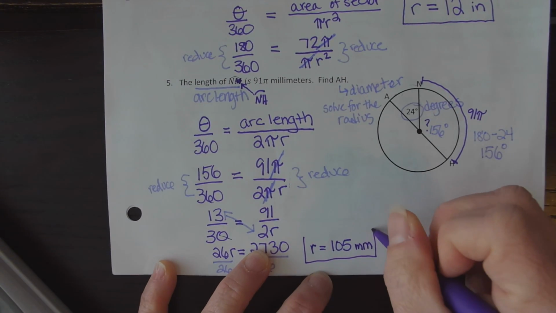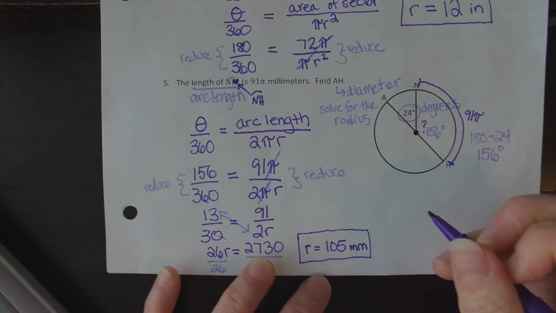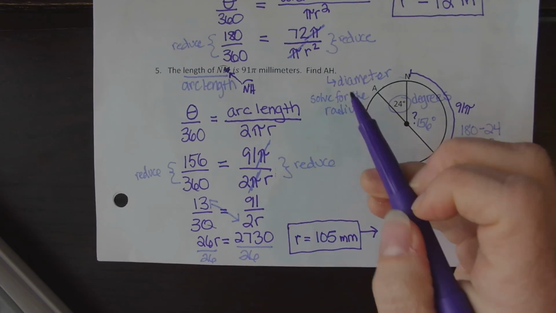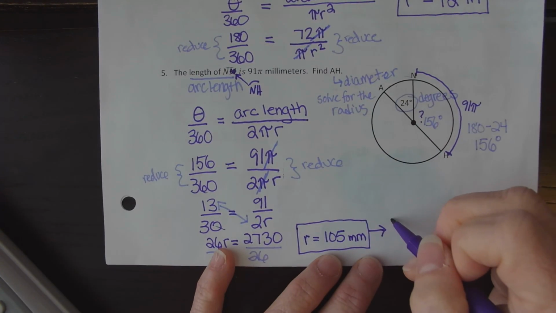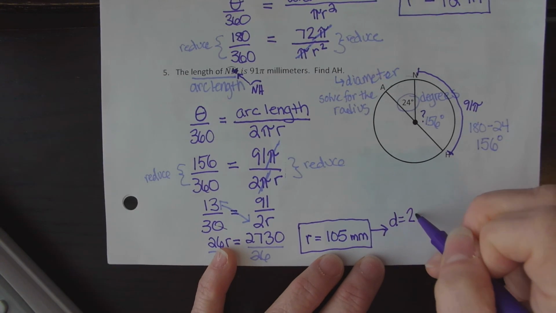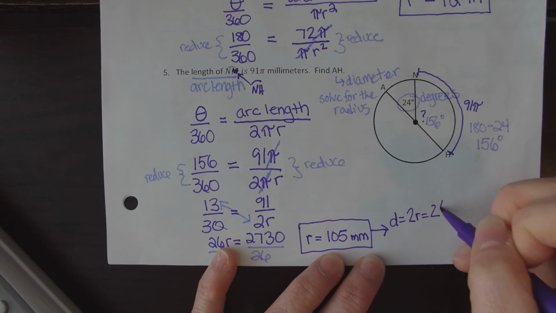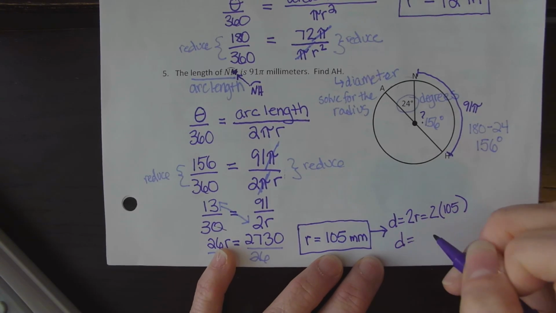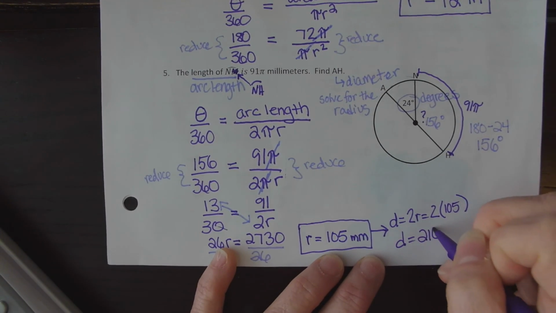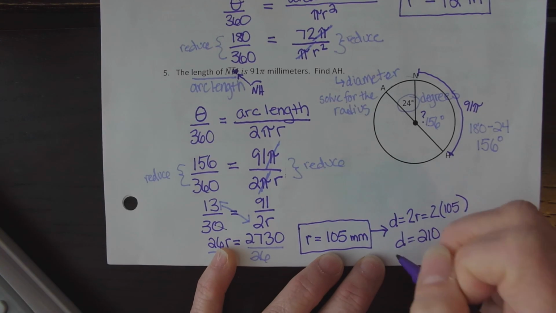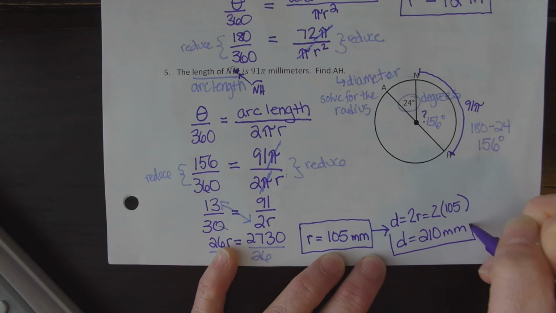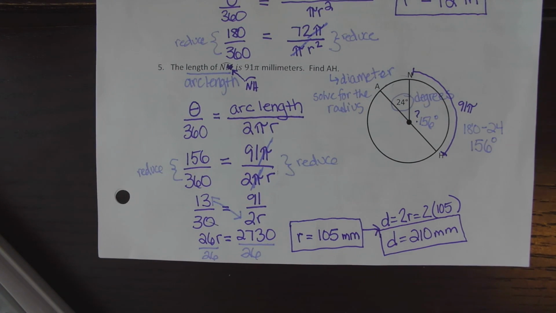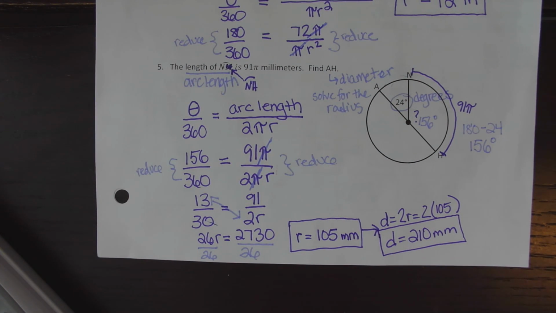So our radius, oops, that's not my answer, is it? I just remembered. We've got to be careful. AH is the diameter, and so the diameter is equal to 2r. So 2 times 105. And so the diameter is 210 millimeters. Now things aren't drawn to scale, but that's okay. We just needed a visual for our circle.